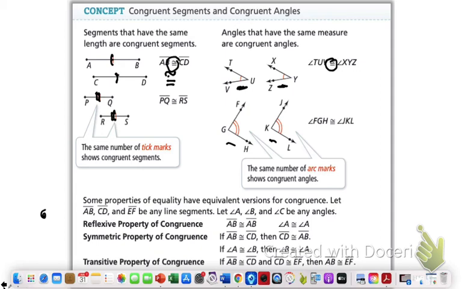The reflexive property right here just says that AB is congruent to AB and A is congruent to A, and so on. Symmetric means that if AB is congruent to CD, then CD is congruent to AB, A is congruent to B, B is congruent to A. And then we have the transitive property that says if AB is congruent to CD and CD is congruent to EF, then AB is congruent to EF.